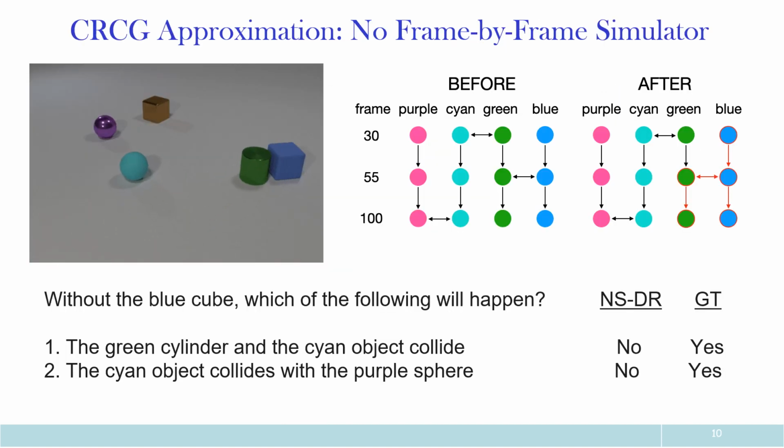And if we don't have access to a frame-by-frame simulator, explicit reasoning can still help. Take the case here, where we imagine the blue cube removed and ask if the green cylinder and the cyan object collide, and if the cyan object and the purple sphere collide. We can reason that the blue cube does not affect the initial collision between the cyan object and the green cylinder, so this should still happen. The collision between the cyan object and the purple sphere is a little trickier, but since the blue cube does not affect the cyan object or purple sphere before they collide, then CRCG's approximation assumes that this collision will still happen.